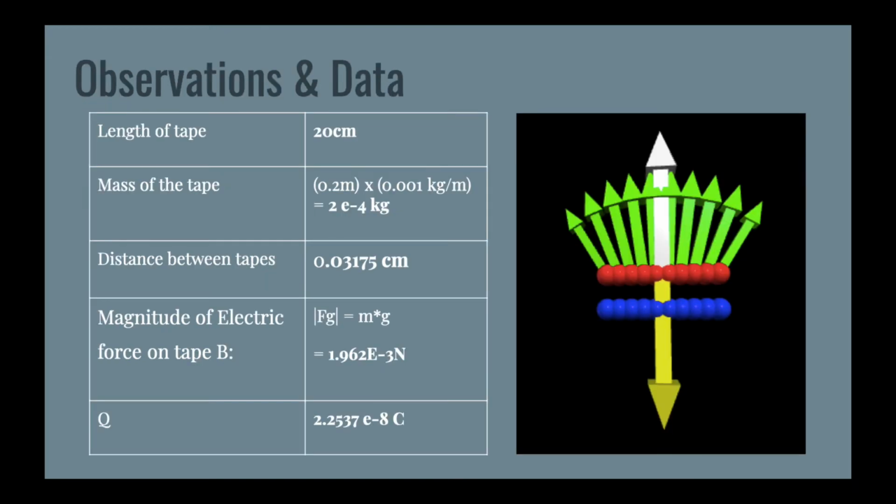Once the experiment was completed, I collected the data, which goes as follows. The length of the tape was 20 centimeters. The mass of the tape was 2 times 10 to the negative 4 kilograms. The distance between the two tapes was 0.03175 centimeters. The excess charge on the tape was 2.2537 e to the negative 8 coulombs. Then, using the data collected from the experiment, I was able to use GlowScript to create the line charge model shown to the right. Now let's take a look at how the model was constructed.